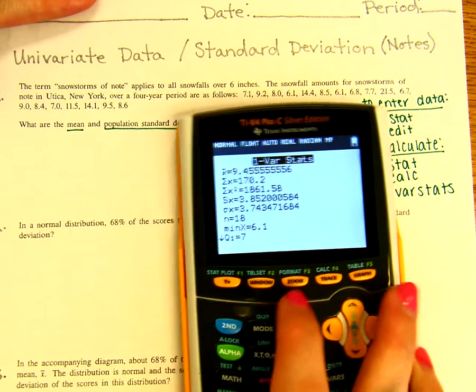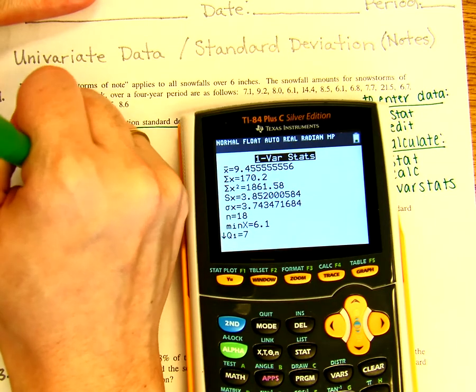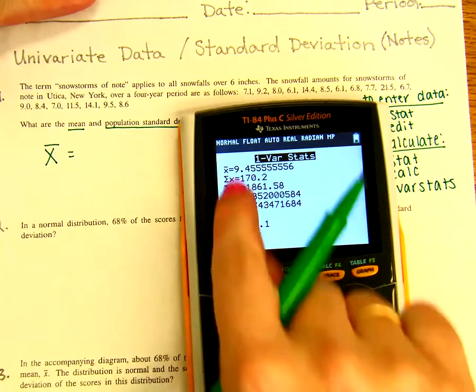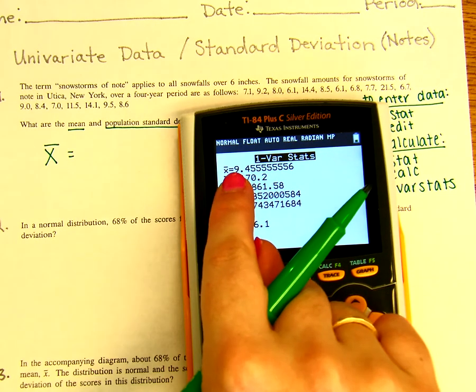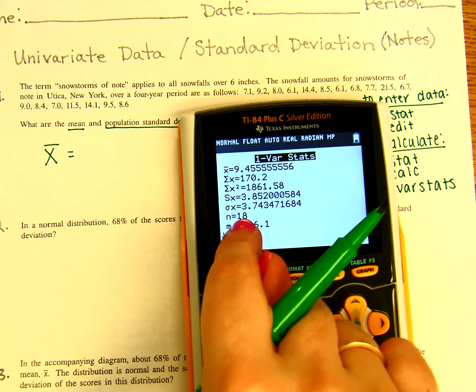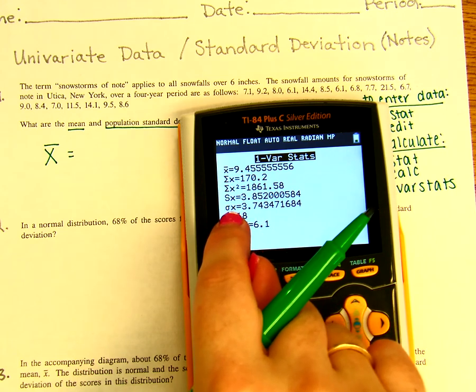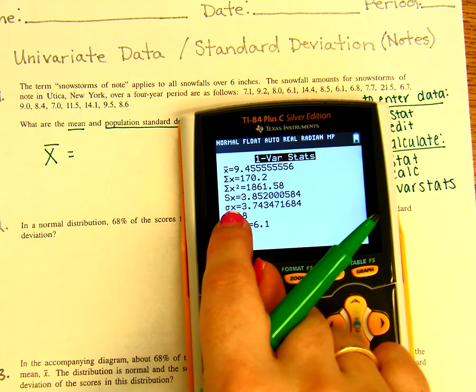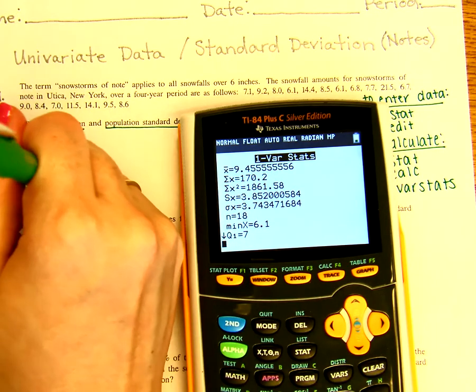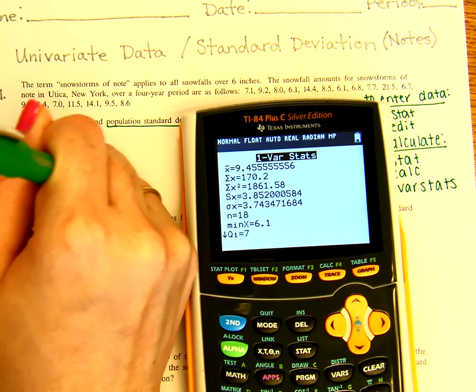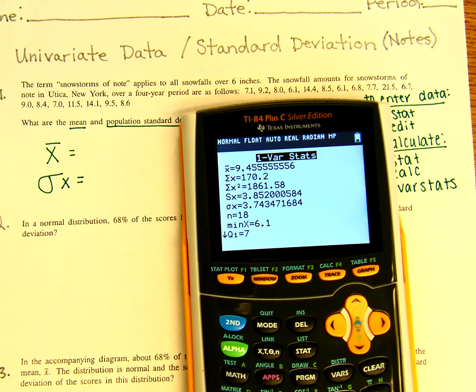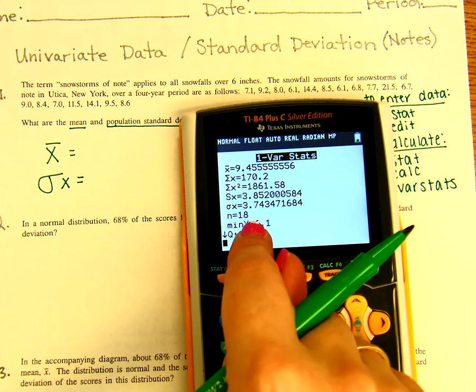Now, mean is still this x with the bar on top of it that we went over before. But now we know standard deviation is going to be that little circle with the little tail on it, baby sigma, right here. Okay, so this symbol here, that little circle with the tail, even if it has the x next to it, that stands for the standard deviation. Okay, so it gives us both in the calculator.